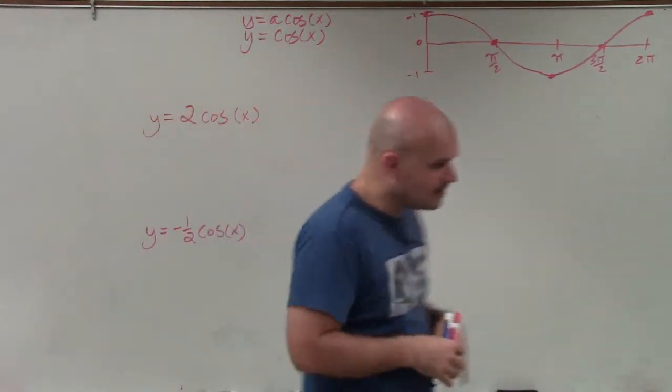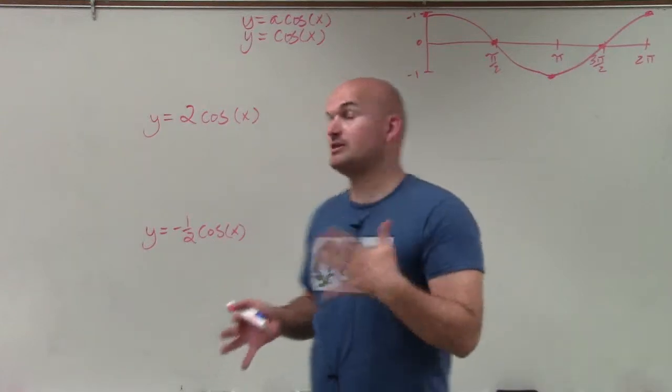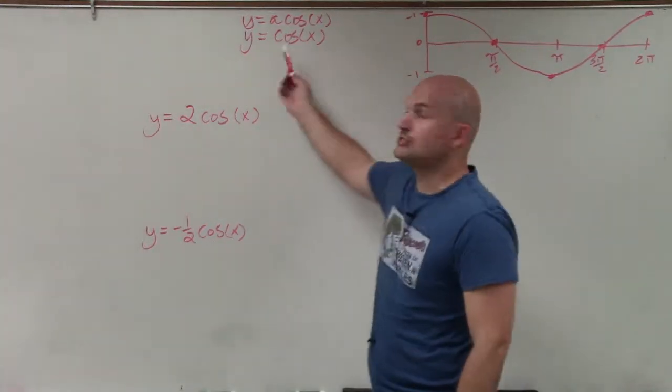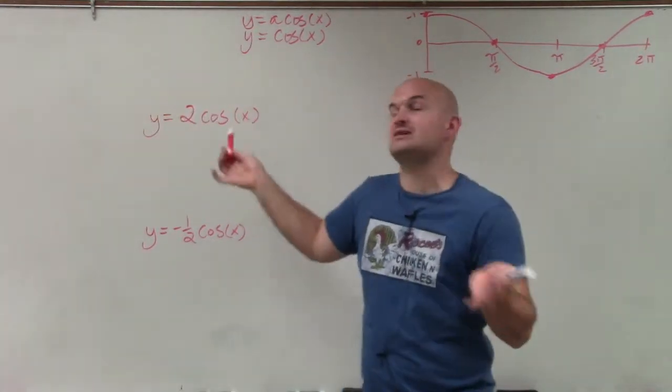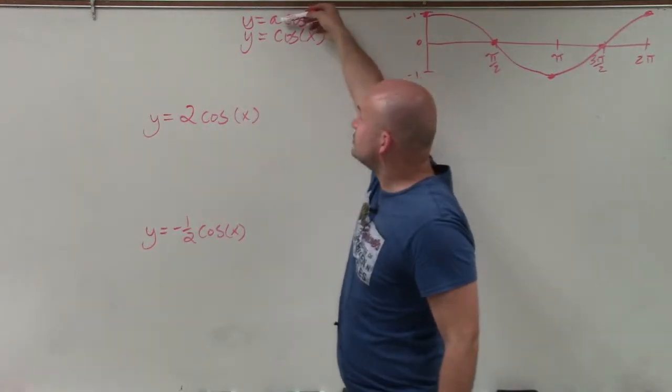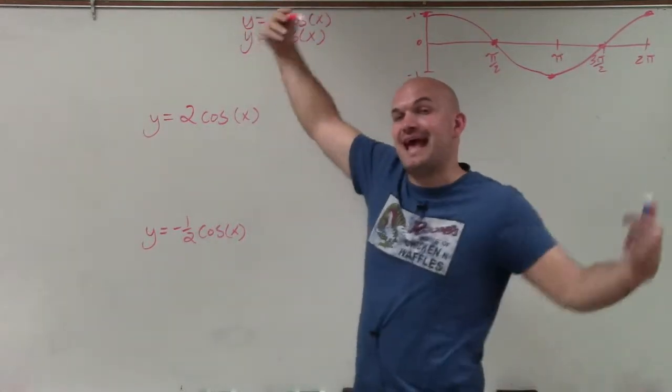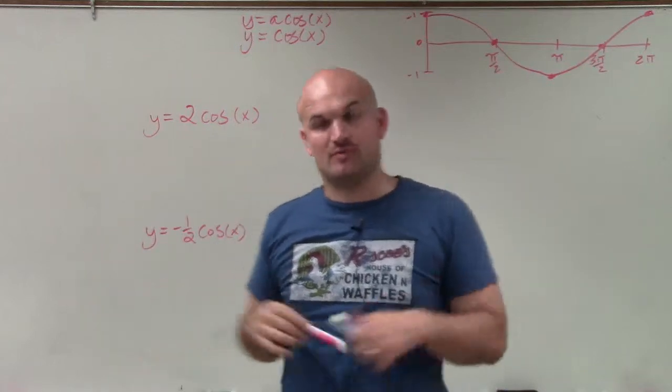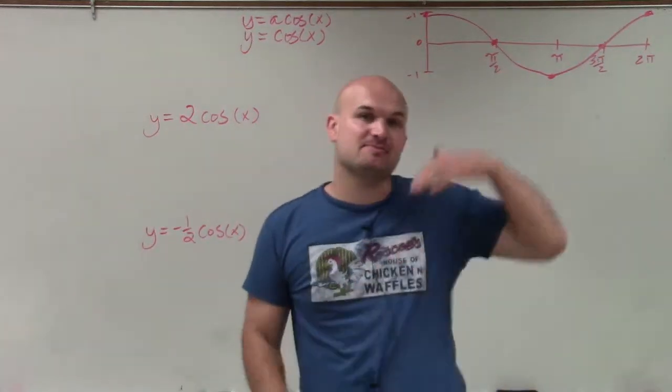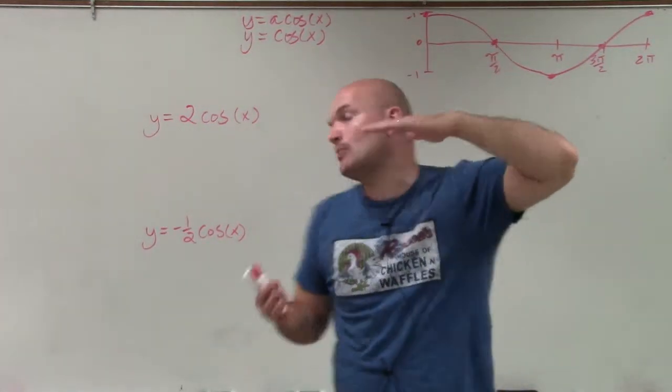Now, the parent graph, the cosine, the reason why I call it the parent graph is because there's no transformations. It's just the function cosine of x. However, if we introduce y equals a cosine of x, a is going to actually represent the amplitude. And what the amplitude represents is the half distance between the maximum point and the minimum point of your graph.